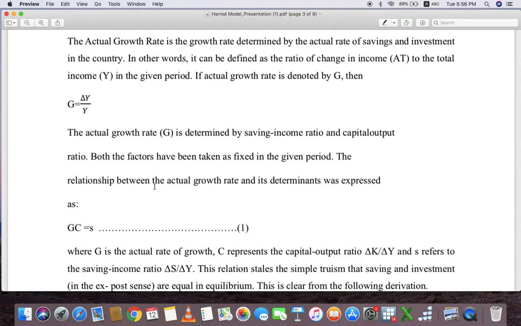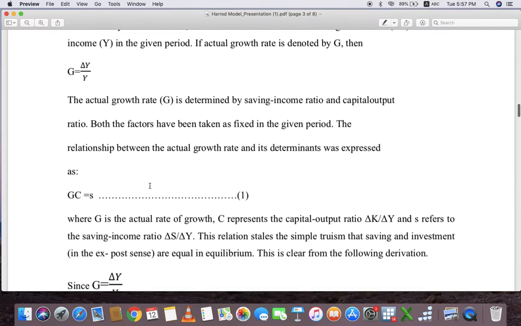GC equal to small s. G is the actual growth rate, C is delta k by delta y, that is capital output ratio in dynamic concept, and small s refers to saving income ratio in the dynamic concept, that is delta s by delta y, which is also equal to s by y, as I have already mentioned in the basic assumption. So, this relation states a simple truism, that is saving and investment are equal in the ex post sense.